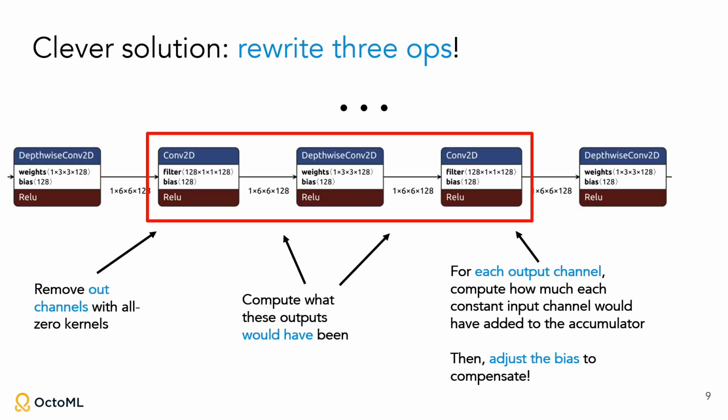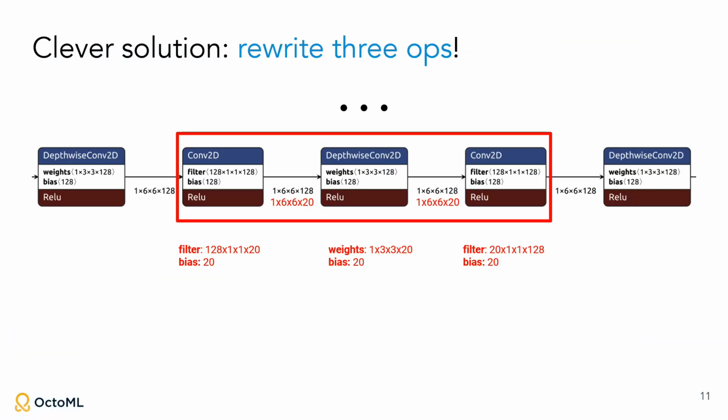It's a great question. Why can't we do just one operator? And it's because if we were to just rewrite that one convolution to go and remove, let me move forward too. If we were to just rewrite that one, the output would be 1 by 6 by 6 by 20, whereas the depth-wise convolution is expecting 1 by 6 by 6 by 128. If we only rewrite one operator, the shapes wouldn't match.